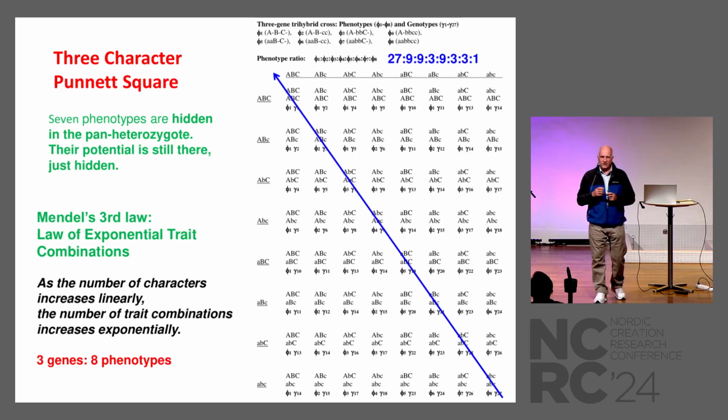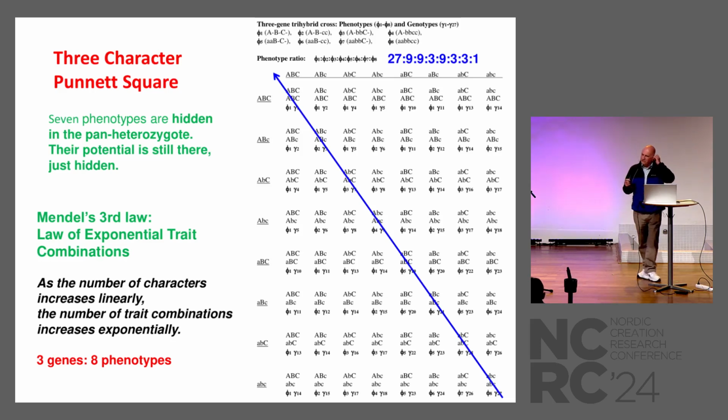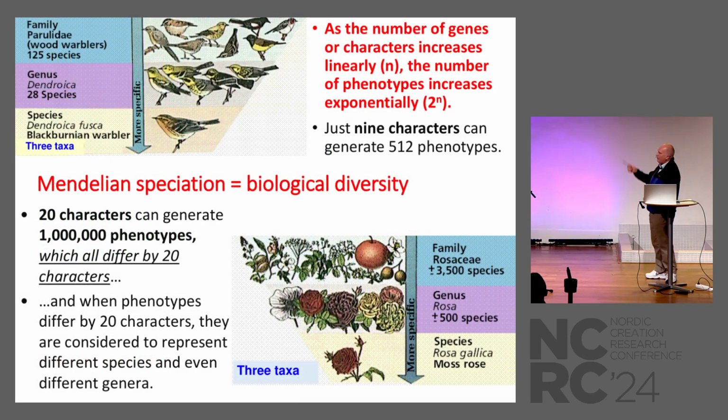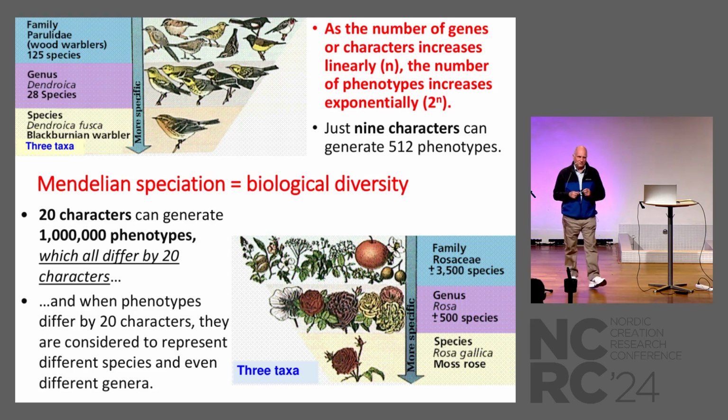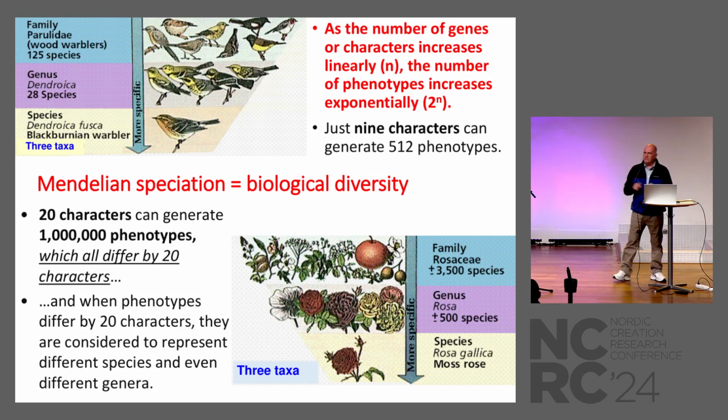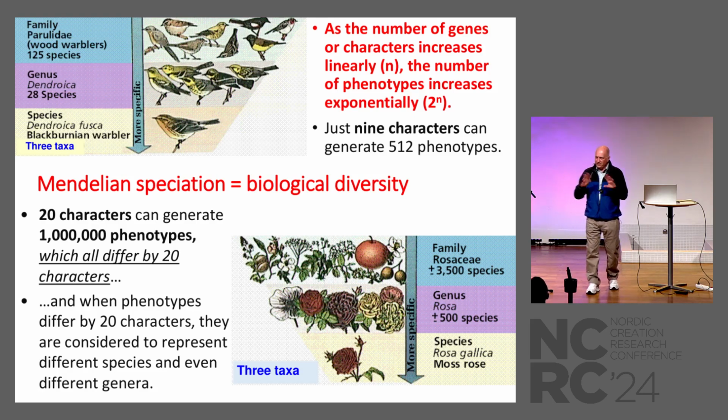And basically what that law says is as you increase the number of genes linearly, you increase the different combinations, the alternative phenotypes, exponentially. So if you have just 9 characters or genes, that would give you 512 phenotypes. There are very few families which have 512 different species in, and that only requires 9 genes. 20 genes, 20 characters, you can get 1 million different phenotypes. There are no families on Earth which have 1 million different species in. There are some which get up to the thousands and rather unique ones. And all that you require to do that is 20 genes with alternative alleles.